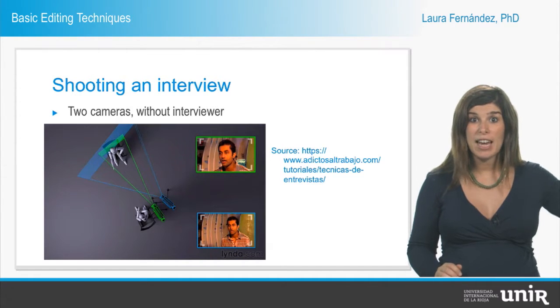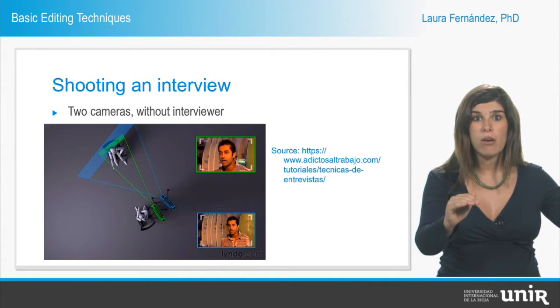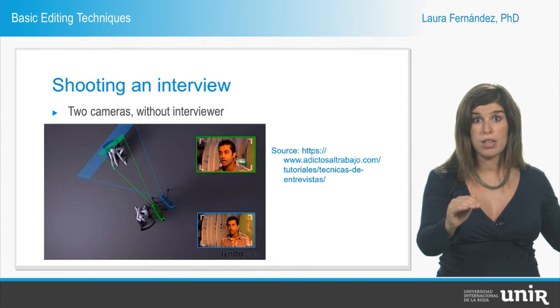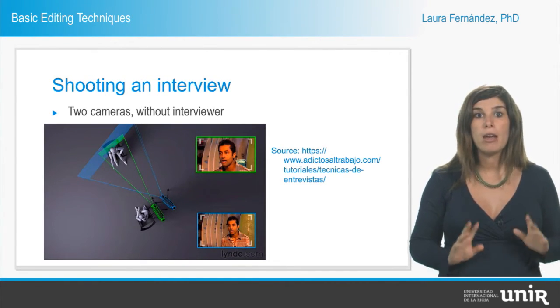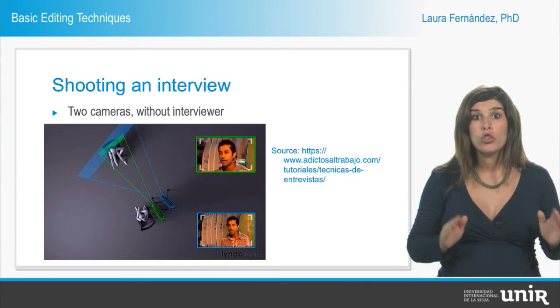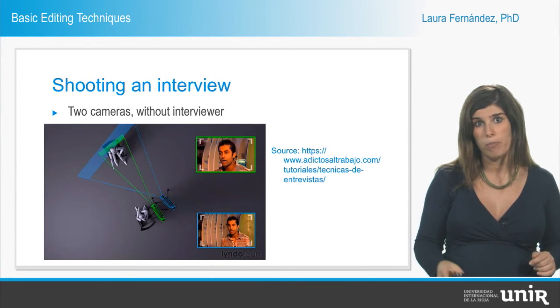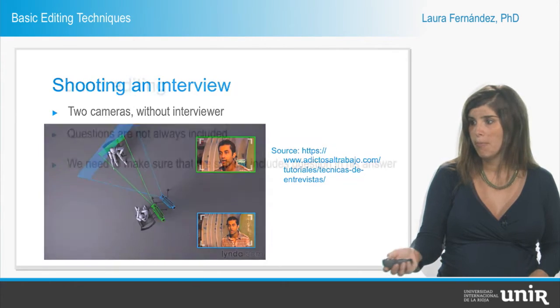Be aware of his height. If the main subject is sitting down, the interviewer should also sit down. We want an eye-level angle shot of our main subject. In both cases, cameras should present the same eye-level angle, 2 or 3 cameras.